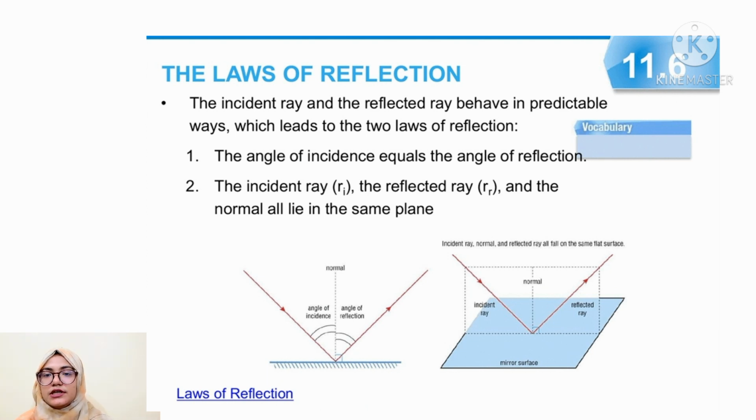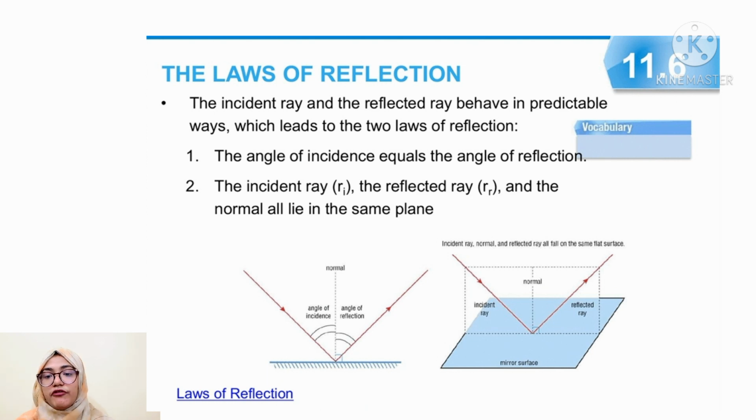Regular reflection. Here you can see the figure of regular reflection. Now I will tell you about it. The regular reflection is the reflection of light rays when they meet a smooth surface, where the incident light rays are reflected in one direction.